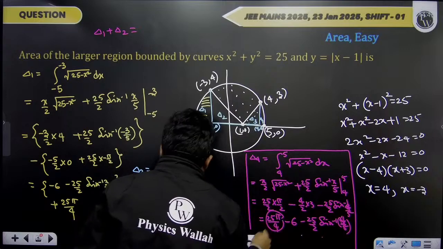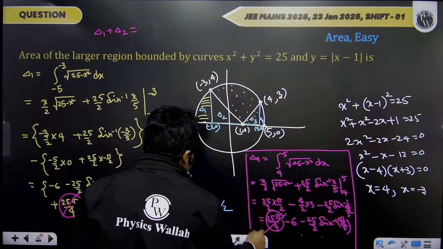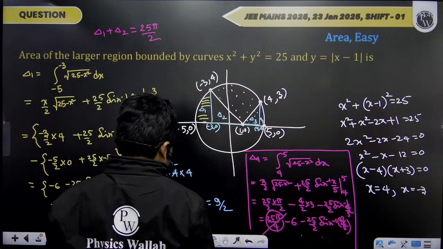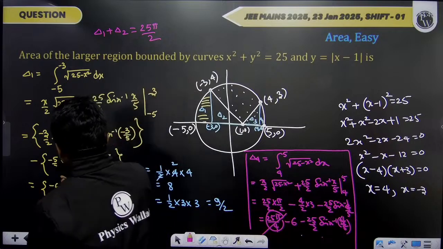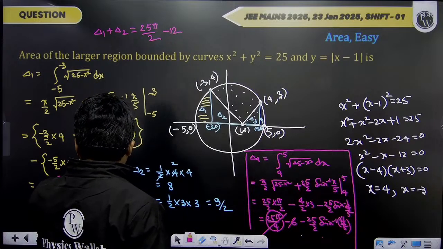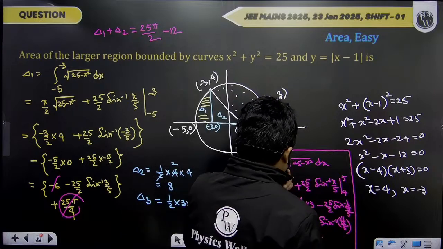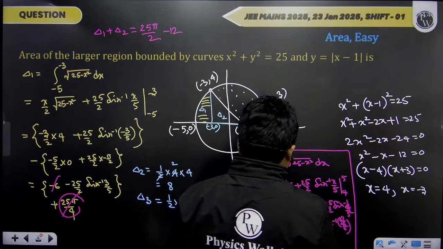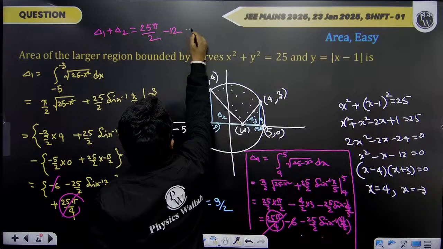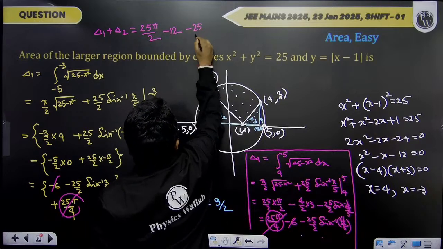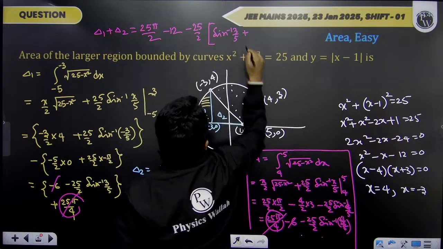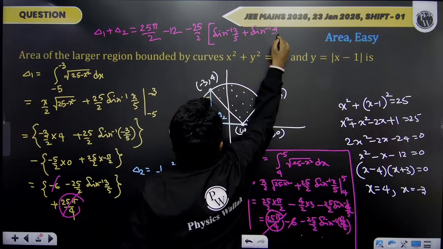This 25 by 4 and this 25 by 4, this together will become 25 pi by 2. And then this minus 6, this together will be equal to minus 12. Then minus 25 by 2 sine inverse of 3 by 5 minus 25 by 2 into sine inverse of 4 by 5. So I can take minus 25 by 2 common. If I take minus 25 by 2 common, then this will be equal to what? Sine inverse of 3 by 5 plus sine inverse of 4 by 5.